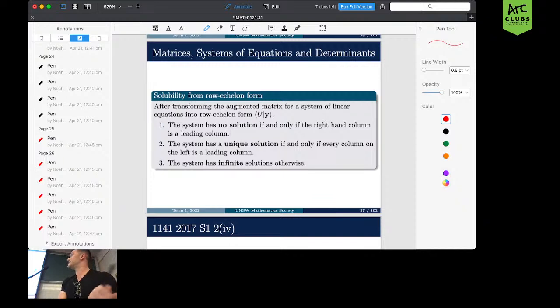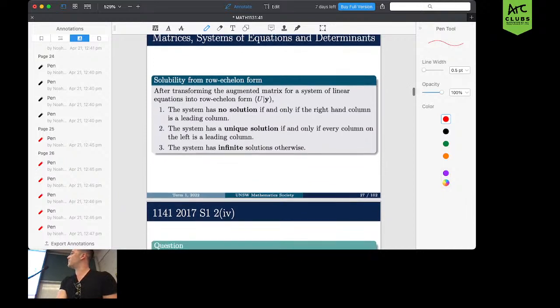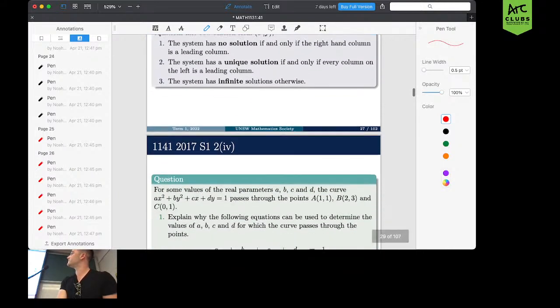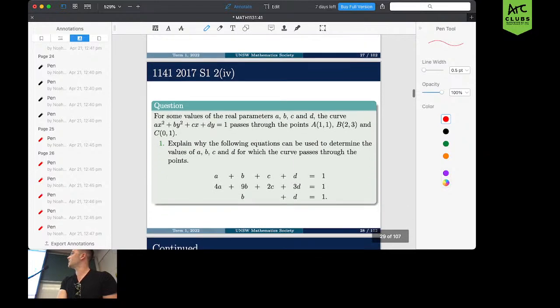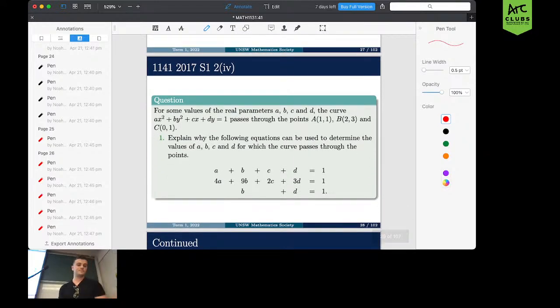I mean, here it is. So no solution if only the right-hand side is a leading column. What's a leading column? We'll go through that. And so while it's good to actually look at this, why don't we just do an example and get it through there? Okay. All right. Cool. So here's a question taken from a 1141 exam. So, pretty difficult, but if you get the main ideas, you'll see it's actually not that bad.